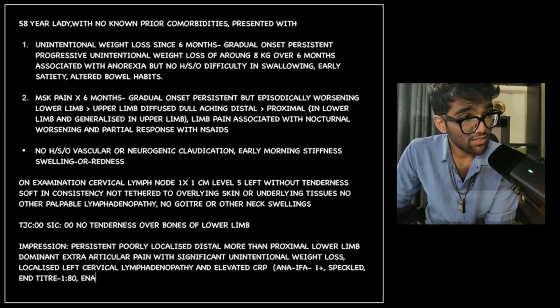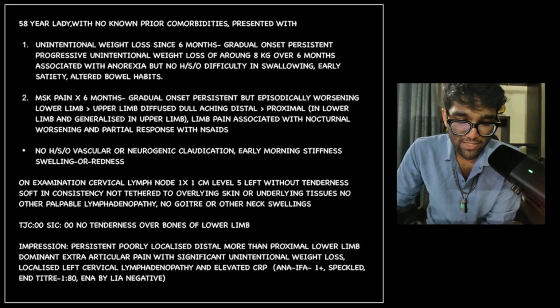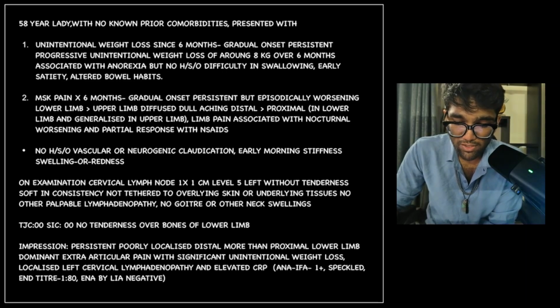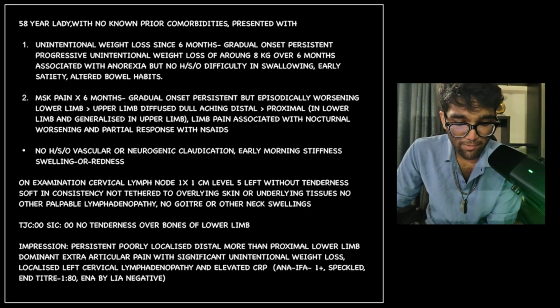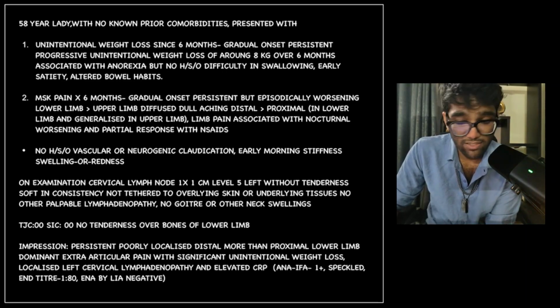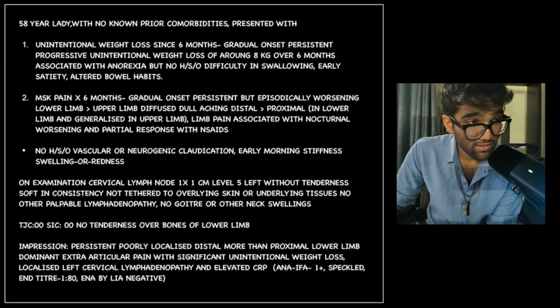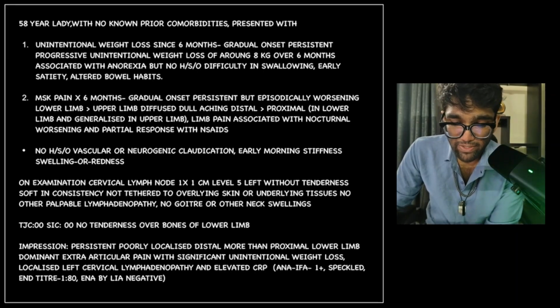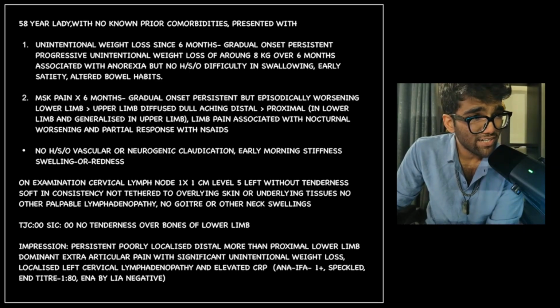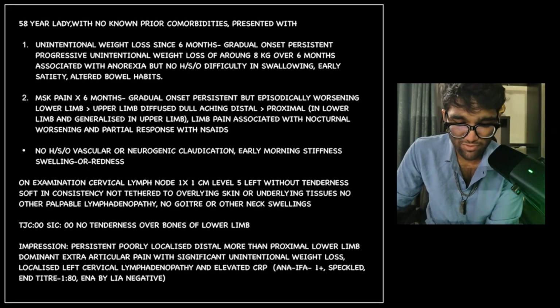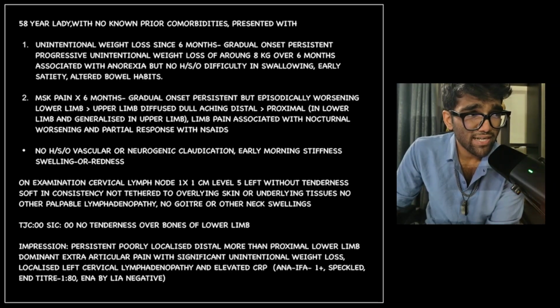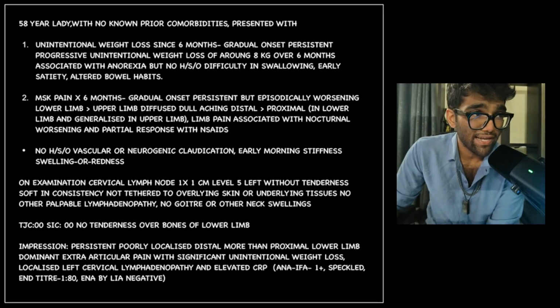My final impression prior to the excision biopsy was a persistent, poorly localized, distal more than proximal, lower limb dominant extra-articular pain with significant unintentional weight loss, localized left cervical lymphadenopathy, and elevated inflammatory markers such as CRP. The patient had already been evaluated by internal medicine, and they had sent an ANA by IFA, which was 1 plus speckled with a titer of 1 in 80, which is not really significant. They had also sent an extractable nuclear antigen profile, and that was negative by line immunoassay.